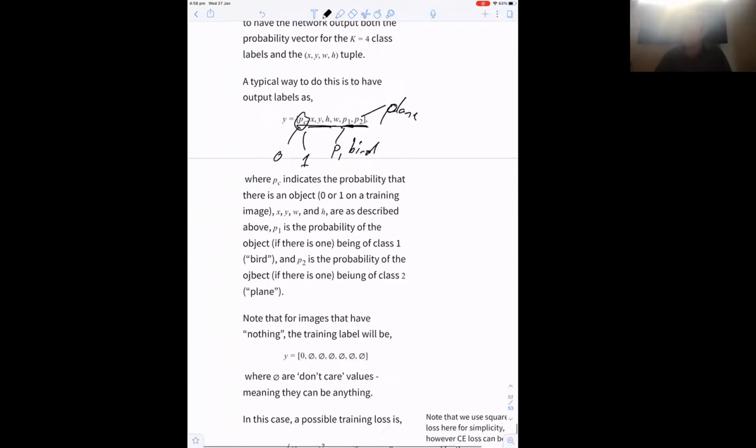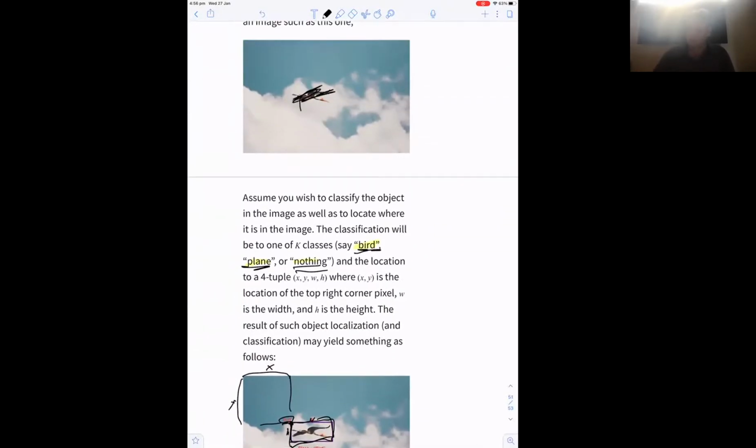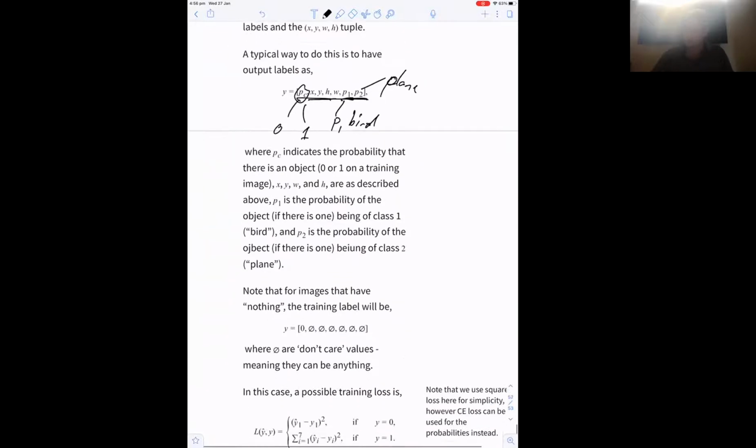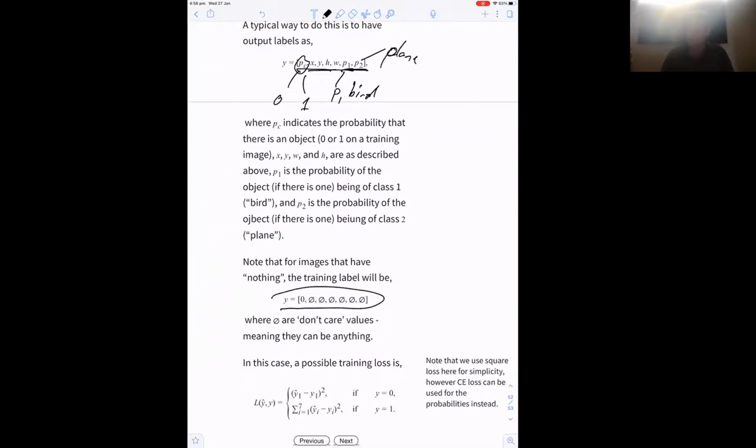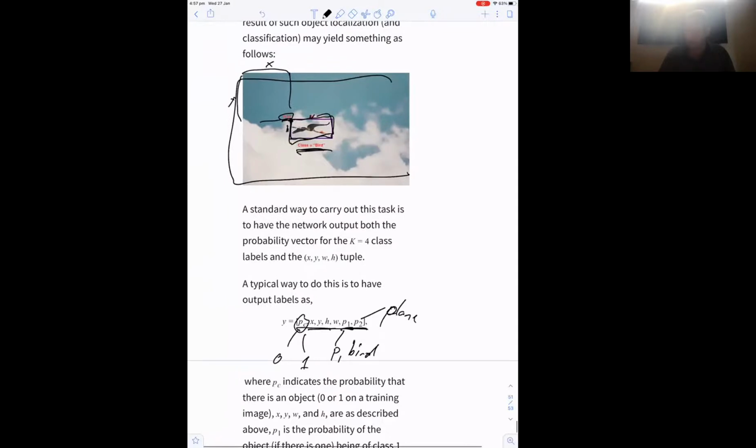So for an image that has nothing, if the image was just blue sky without this guy, the label of the training data would be a 0 and then a whole bunch of don't cares. It doesn't matter what we put there. And if the image was like this image, for example, then we'd put these values. For bird, we'd put here a 1, the X, Y, H, W, and then a 1 and a 0. That's for P1 and P2, because it's not a plane. With probability 1, it's a bird.